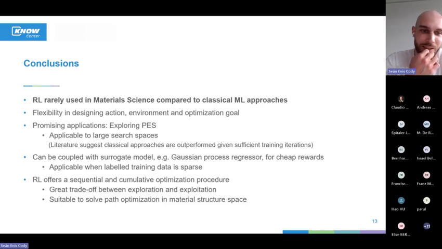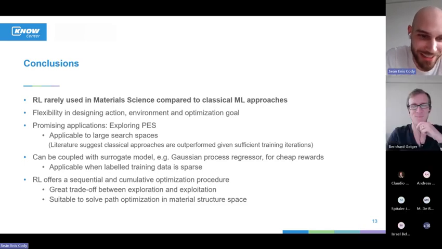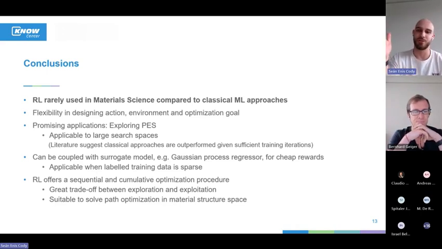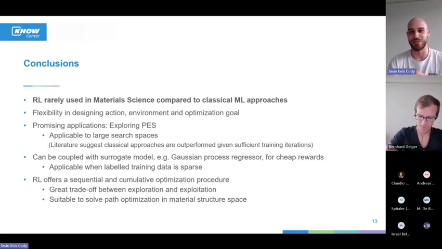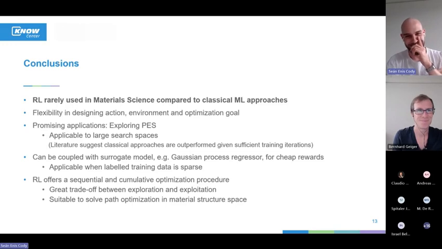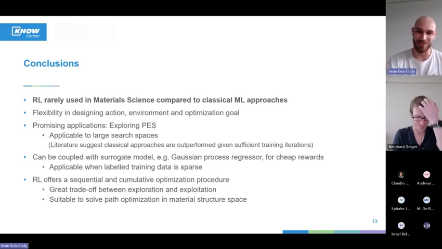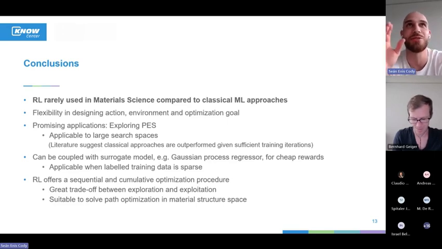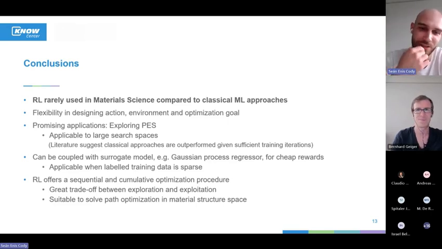And this is also where I'll lead into the last point, which is that it's suitable for path optimization in material structure space. So it can really find or move through the path, which was also previously shown with the transition states. And that's pretty cool. That's something that, for example, in Bayesian optimization wouldn't happen in that sense, because it would search essentially where the uncertainty is large instead of actually moving through that space.